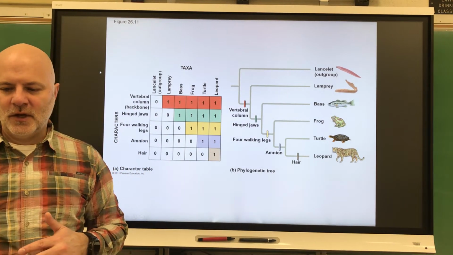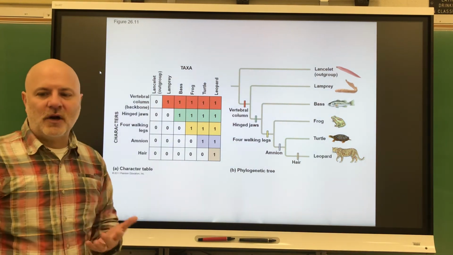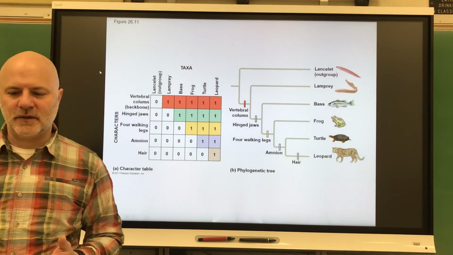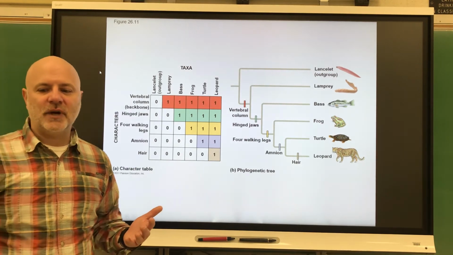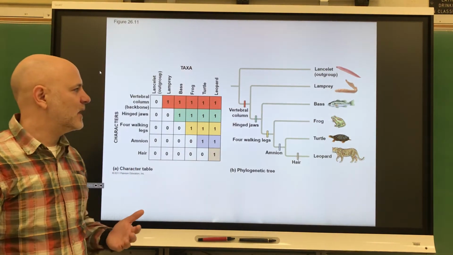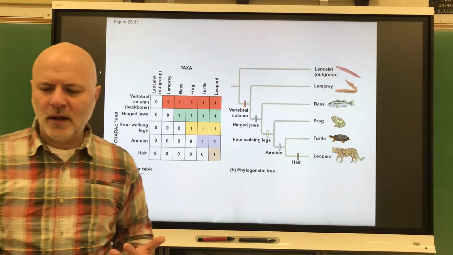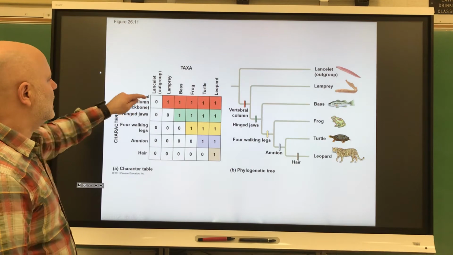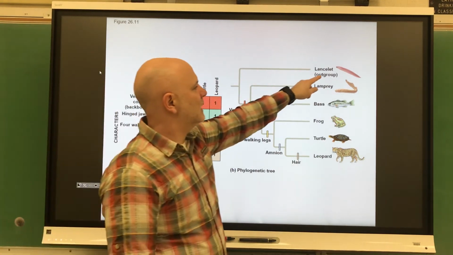All right? So organisms on the cladogram share a more recent common ancestor. And it also portrays the order in which evolutionary events occurred. All right? So let's look at how we do this. So here is a lancelet. So we can see the lancelet there.